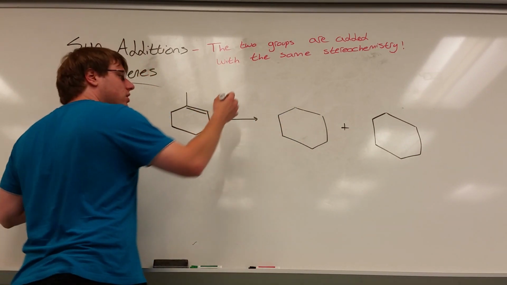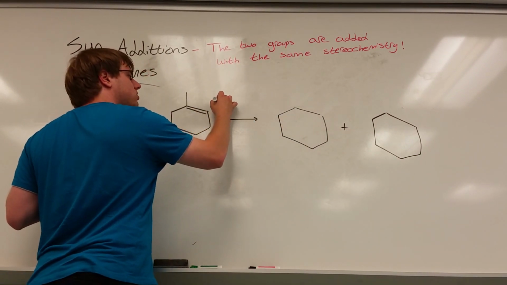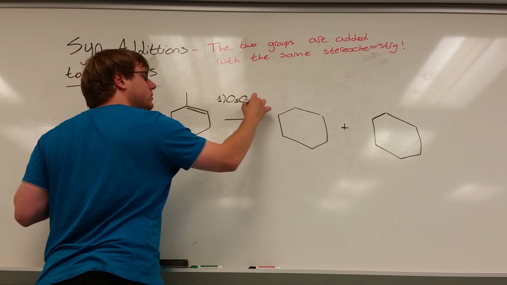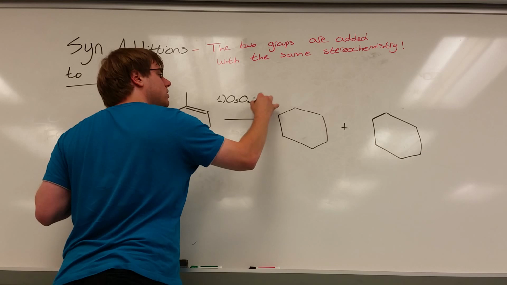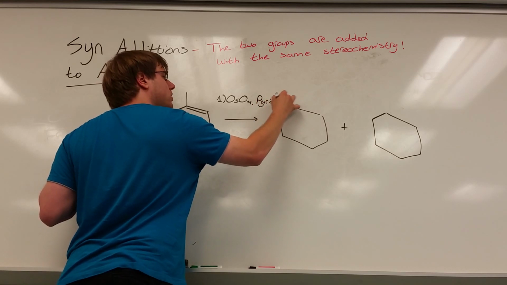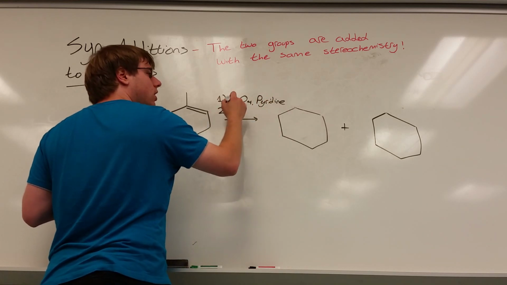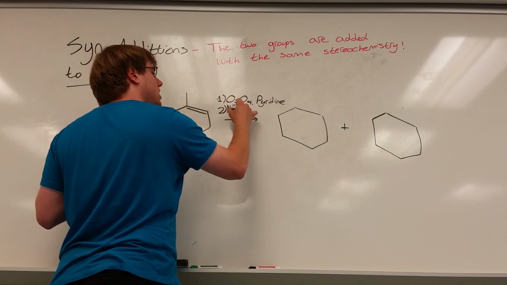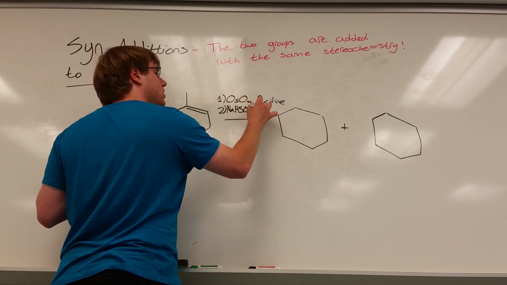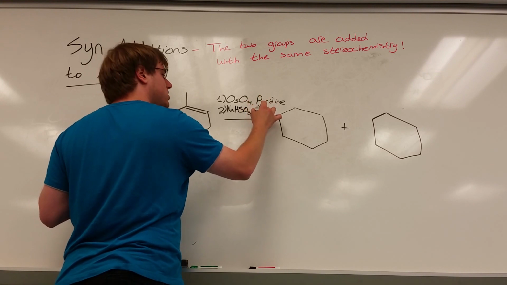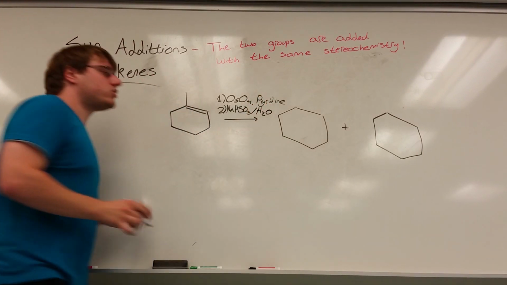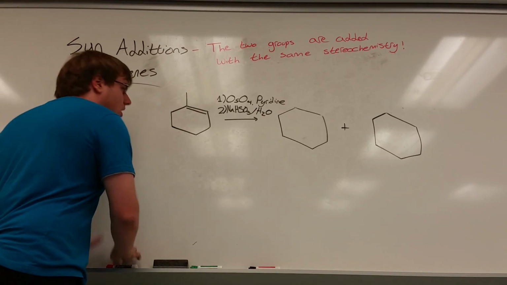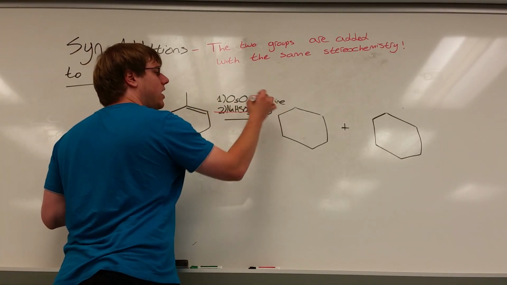One syn addition that you can do is osmium tetroxide, OsO4, and pyridine, step 1. Step 2 is NaHSO3 with H2O. Okay, so that's a whole lot of stuff on one arrow. But we don't care about that.